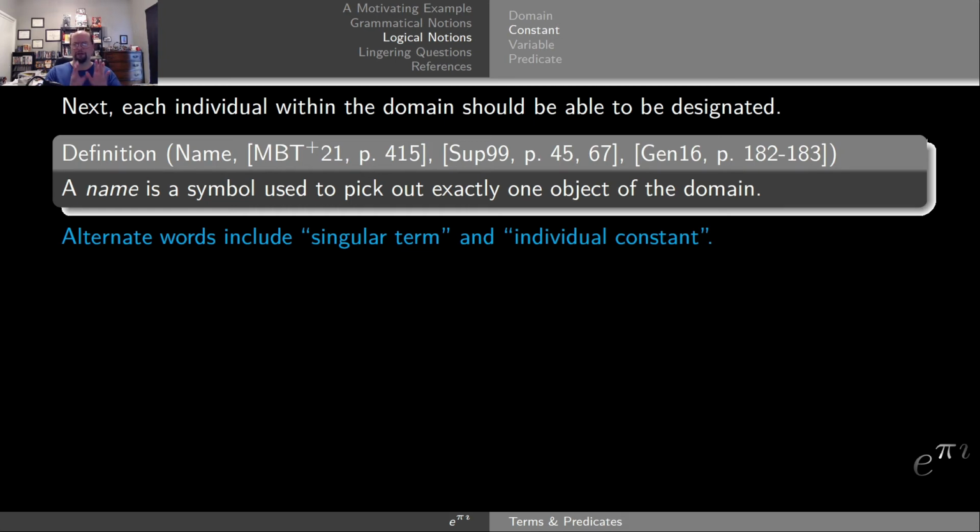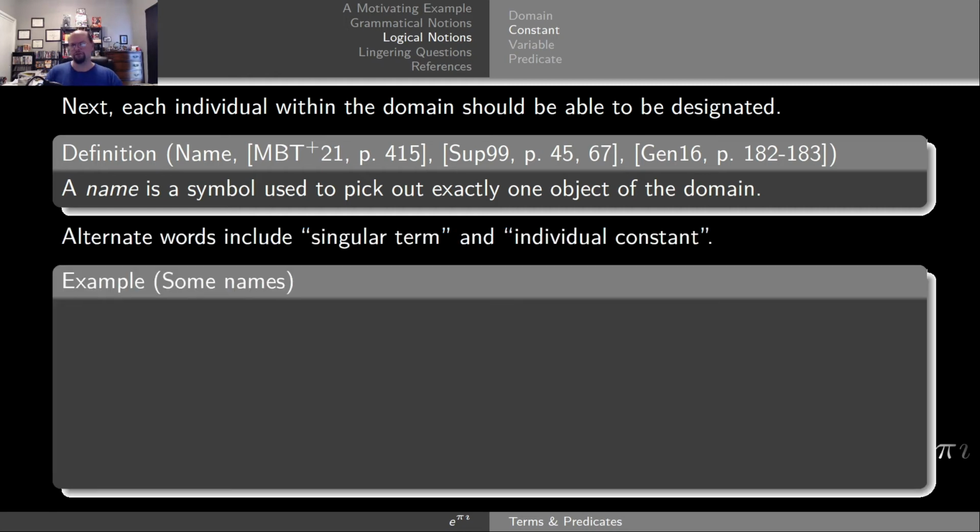But either way, the idea is very similar to that of a proper noun. If I give you someone's proper name, that should uniquely identify who I'm talking about, and a constant should work basically the same way. We've already had a few names, so let's look at them in context here. In the domain of people living currently on Earth, you have me, William Pye, in which case you can denote me with a lowercase a.